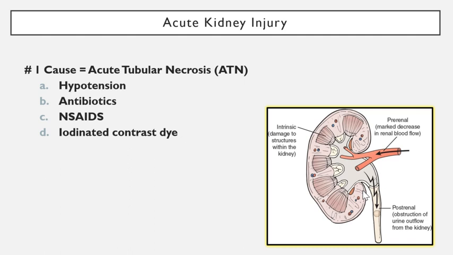But then things like hypotension and iodated contrast dyes, they all can be toxic to the kidney tissue itself, and it can cause it to necrose, and then you have acute kidney disease.